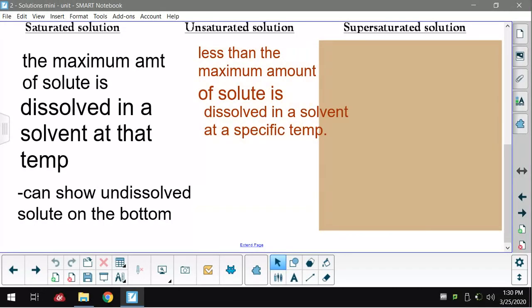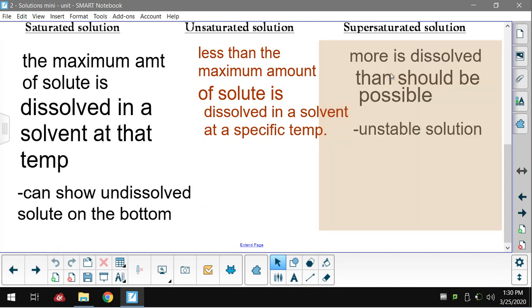And the term supersaturated is a weird idea. It happens not all the time, but sometimes. A supersaturated solution means more solute is dissolved in that solvent than should be possible. This happens in only a few different circumstances. It's a very unstable solution, which means it would come out of solution quickly. Instant hot packs change into that. So those are the different solutions.